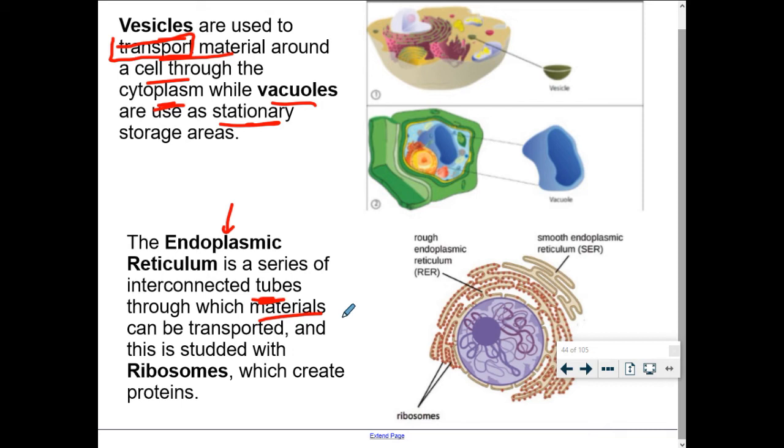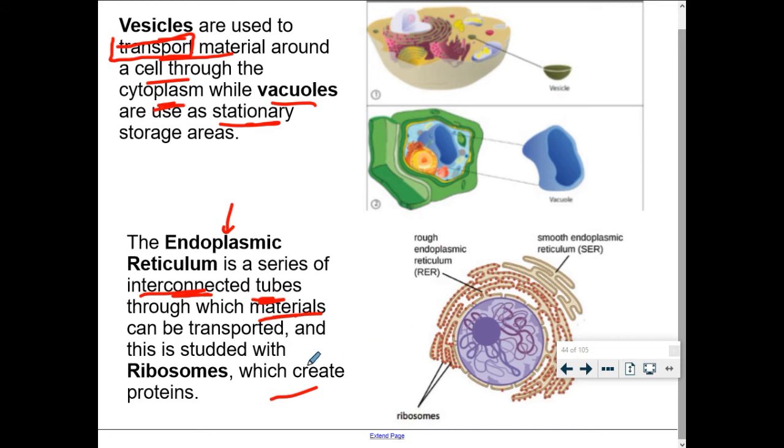But basically, they're passageways, right? They're secret passageways that you can send things through. So you could store your stuff in a vesicle or a vacuole, or you can use the secret passageway tubes, interconnected tubes, that you can transport materials through. Although they're geographically related because they're next to each other, these two things have different tasks.